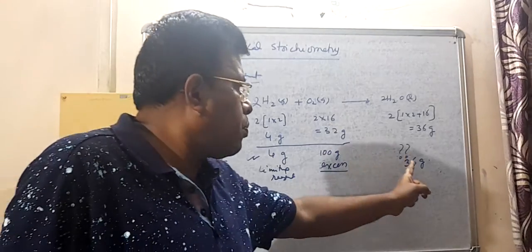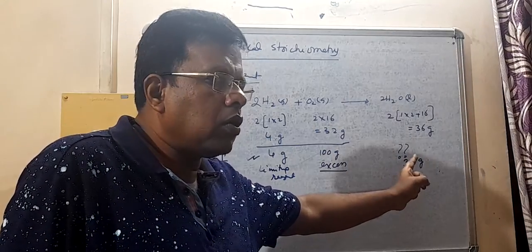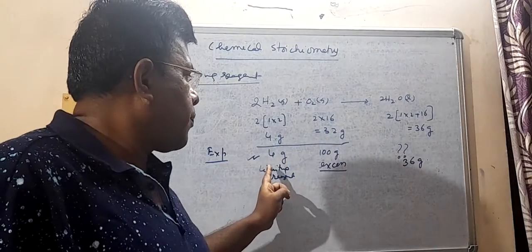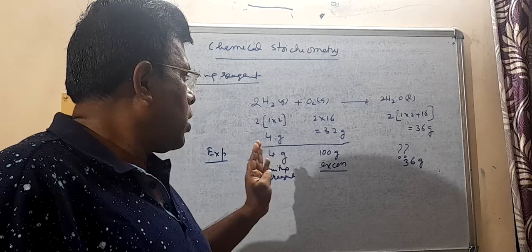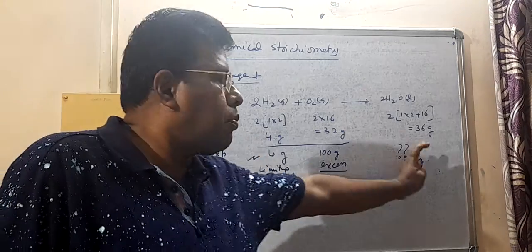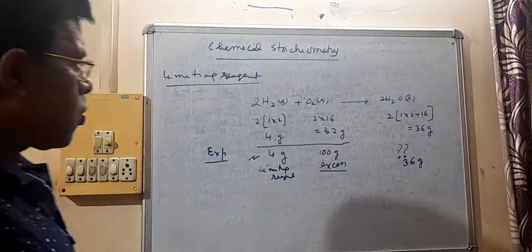So the amount of product formed depends on the limiting reagent. That's why we can say that the limiting reagent limits the amount of product formed. That's why it is called the limiting reagent.